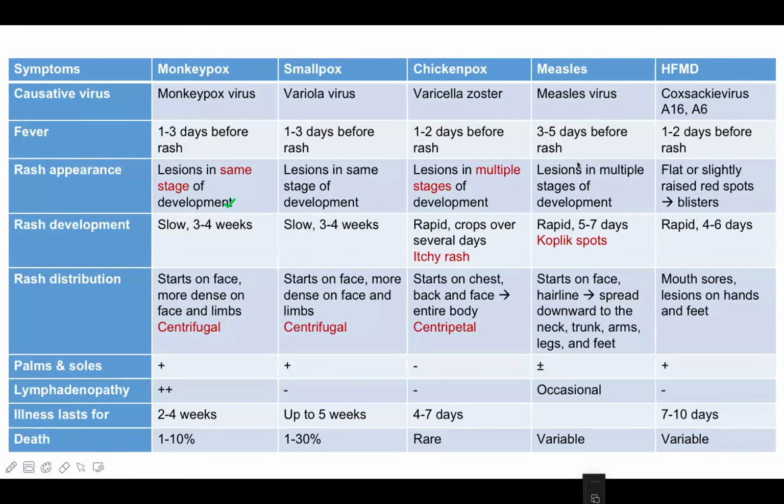Okay, so in mpox we typically see lymphadenopathy, which is not seen in chickenpox. In mpox, the lesions are in the same stage. In chickenpox, the lesions are in multiple stages, right? And in measles, we typically see Koplik spots. And in HFMD, the lesions are on the hands, feet, and mouth. Lesions on the palms and soles can be seen in mpox, but they are not seen in chickenpox. So lymphadenopathy, same.